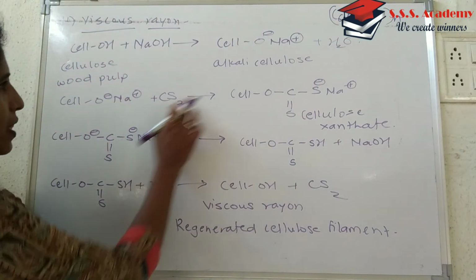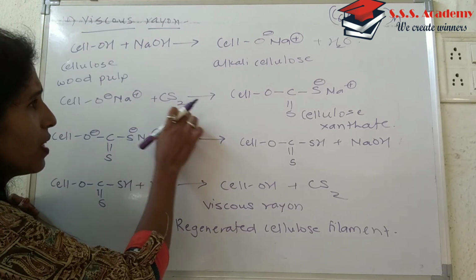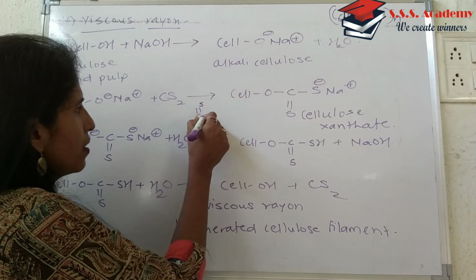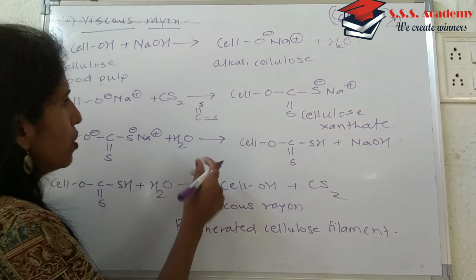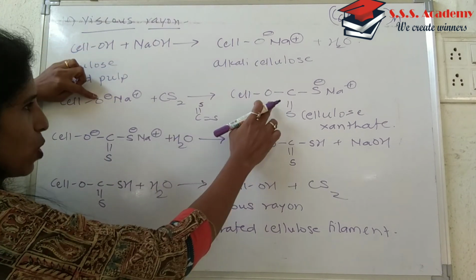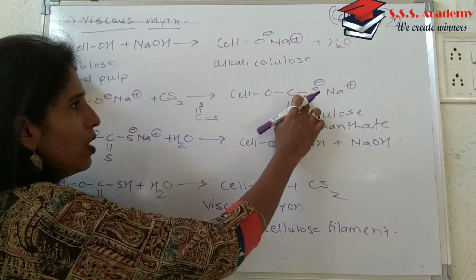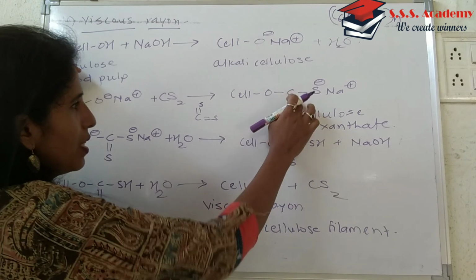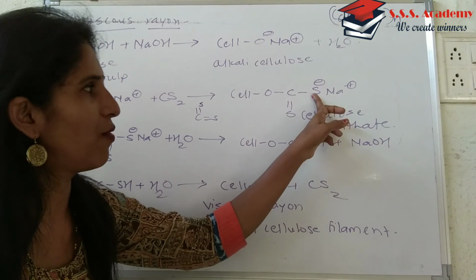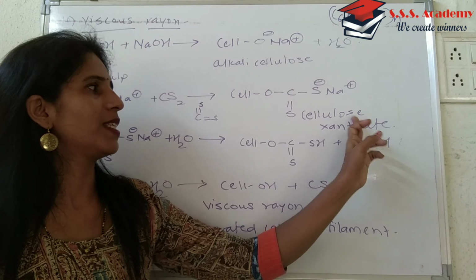Once it is over, that alkali cellulose is taken and allowed to react with CS2. CS2 is said to possess this kind of structure. So how will it add? It will add across this Na plus. The Cell and the oxygen stay as they are, and in between these two, CS2 undergoes addition, so it becomes C double bond S as it is, and the negative charge shifts over the sulfur, so it becomes S minus and Na plus. Now this is called cellulose xanthate.